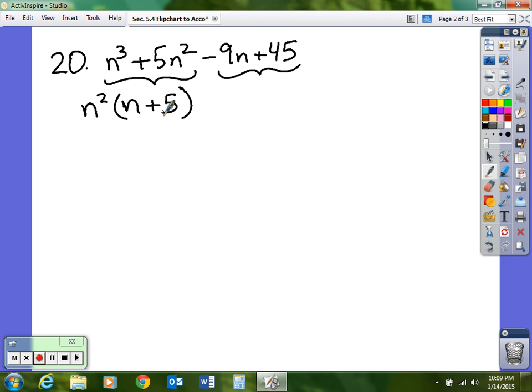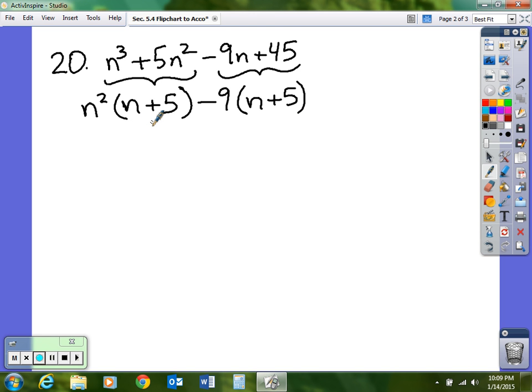Let us do the same thing for the second two. We can factor out a negative 9. What is left is n plus 5. Our goal is to get both sets of parentheses having the same quantity. We want to factor out a negative 9, because if we only factor out a positive 9, we would not get the same thing in the second set of parentheses as we do in the first.